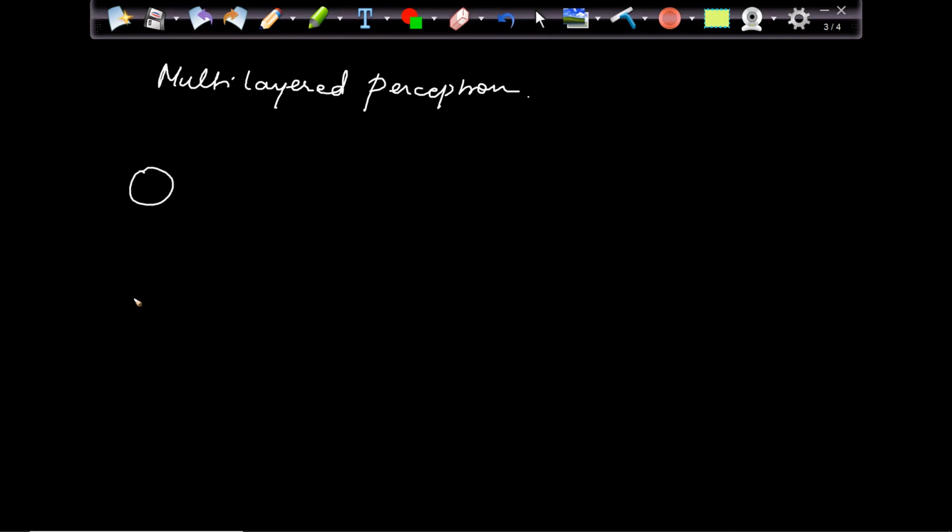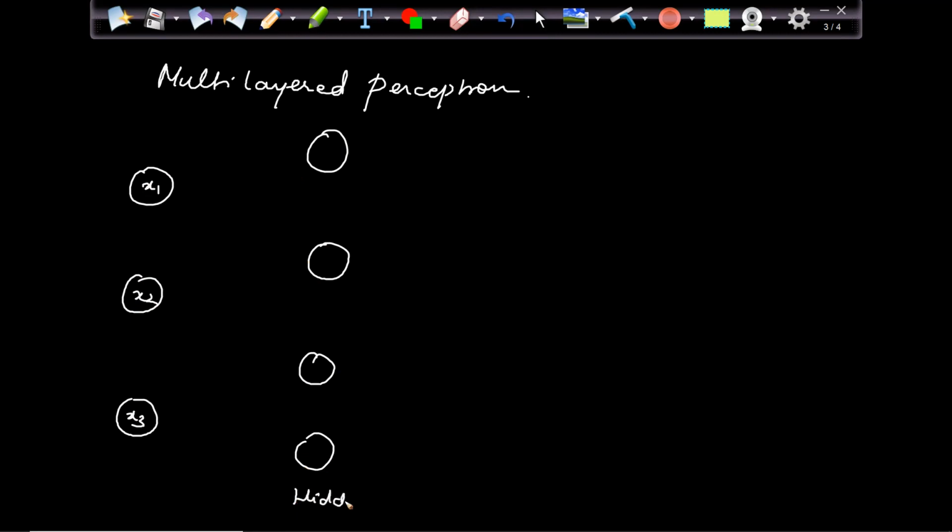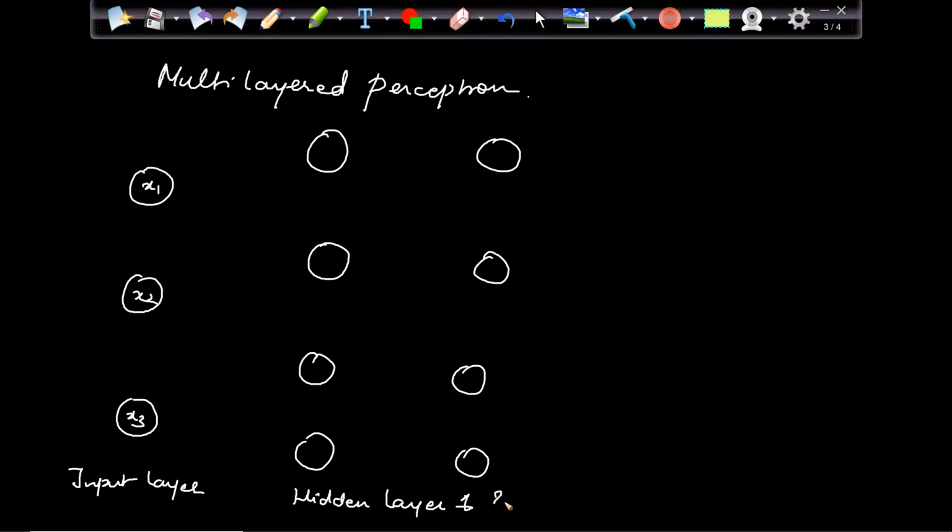So now let's say I have various inputs. Let's say I have x1, which is one of my features, x2 and x3. These are my features. Here I have the hidden layer, which are my neurons. So this is one of my hidden layers, and this is my input layer. After that, we have one more hidden layer, let's say, which is my hidden layer number 2. So here you can see I have multiple hidden layers.